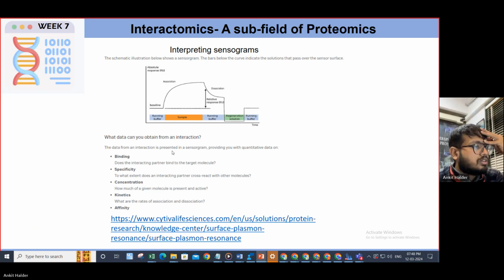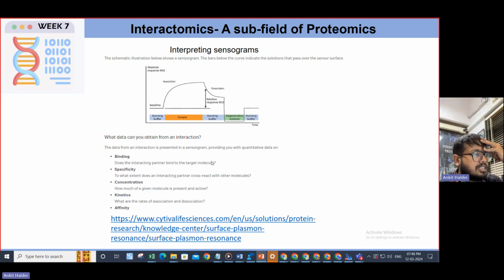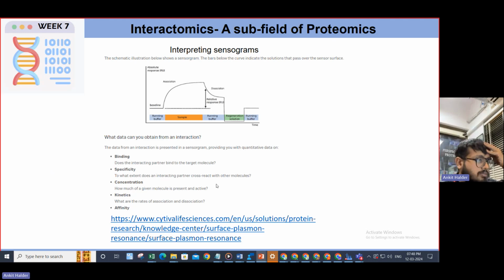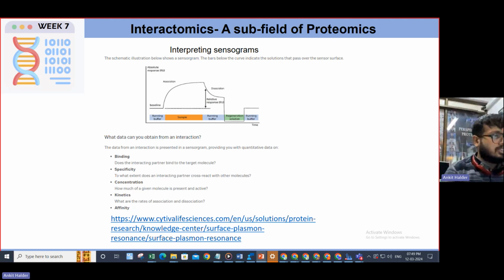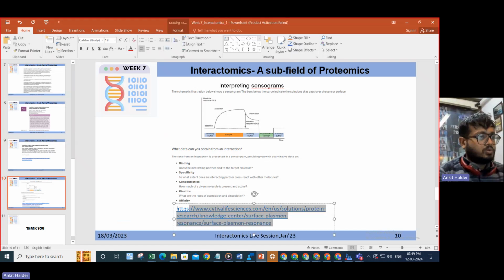So the data from the interaction is presented, providing you with quantitative data on binding. Does the interacting binder and partner bind the target molecule? Specificity: to what extent does an interacting partner cross-react with other molecules? How much of a given molecule is present and active? What are the rates of association and dissociation? So this is basically what we look at.